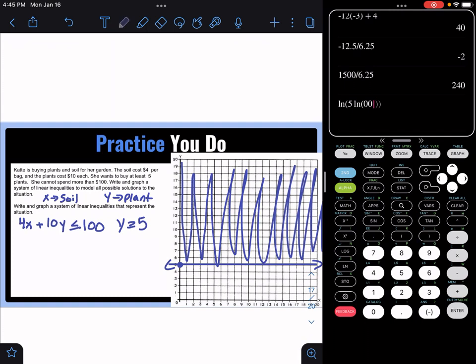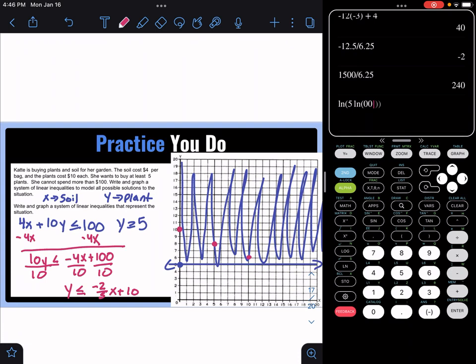Alright, now let's rearrange the other equation. Minus 4x. I would get 10y is less than or equal to negative 4x plus 100. Divide by 10, divide by 10, divide by 10. I will get y is less than or equal to negative 2 over 5x plus 10. Alright, go to 10. And now we're going to go down 2 to the right 5. 1, 2, 3, 4, 5. Down 2 to the right 5.